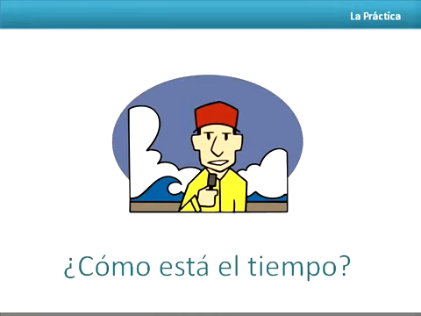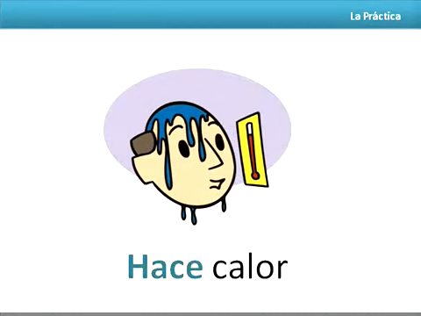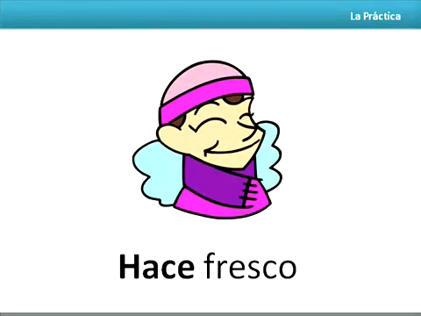Let's look at our weather expressions from the verb hacer. Hace calor. Hace frío. Hace fresco.